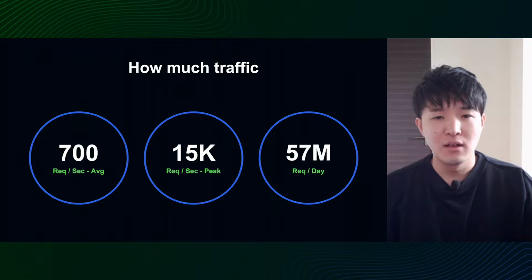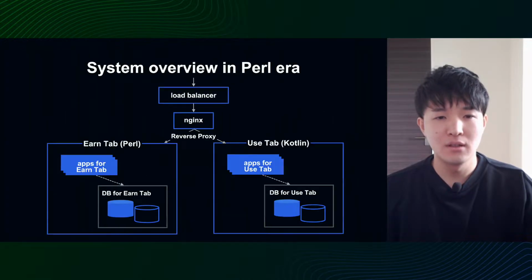Let's talk about traffic. On average, we get 700 requests per second, 15,000 requests per second at peak time, and about 57 million requests per day. However, the number of requests is based upon a randomly selected period of time, so there are days when the number is higher or lower than what is shown on the screen.